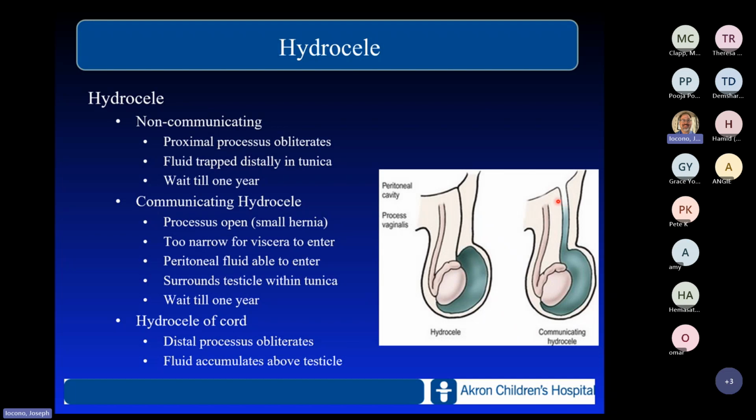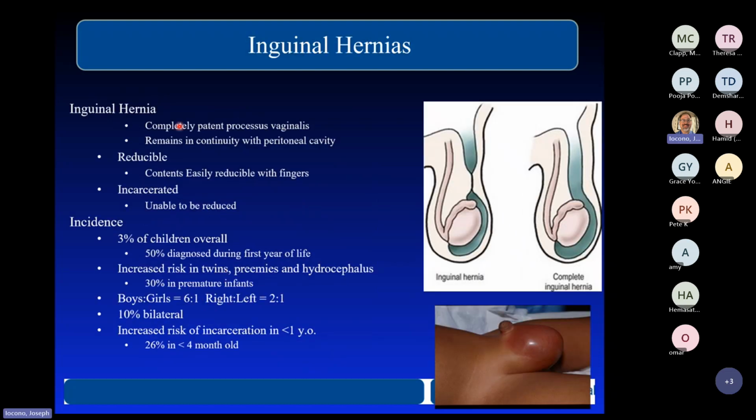If the hole's big enough to let the fluid go in and out, that's a communicating hydrocele, otherwise known as a small hernia, because the hole's not big enough to let intestine in. If the hole's big enough, it's intestine. It's an indirect inguinal hernia because it goes indirectly through the canal. Indirect is lateral to the epigastric vessels, associated with birth, and associated with incarceration more commonly in kids. Direct hernias develop later.